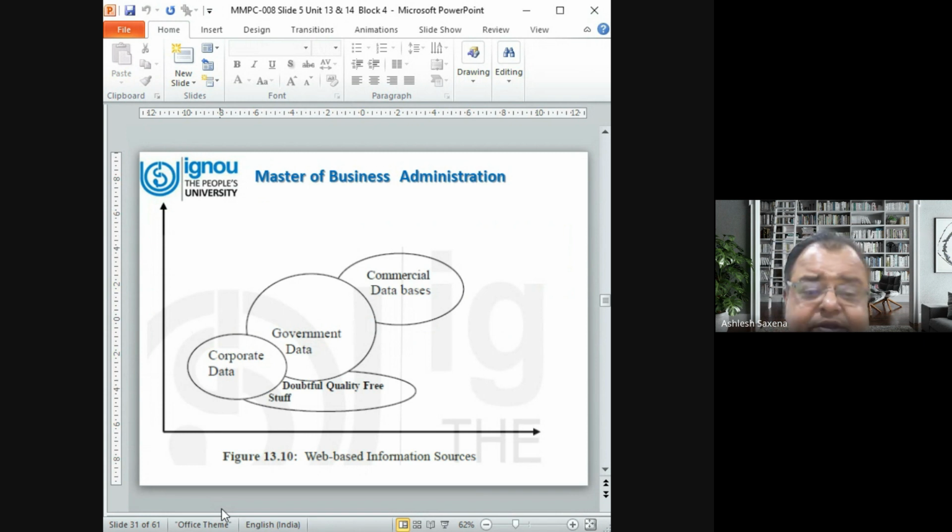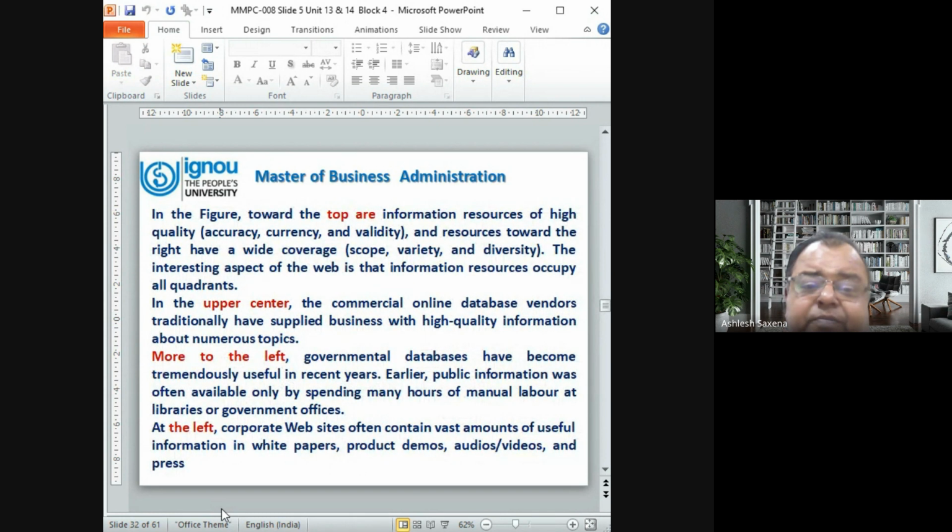In the web-based information sources, we see the relation between these three departments, that is corporate data, government data, and commercial database. You can see the shape. The government data is spherical in nature, and the corporate data and commercial data are elliptical in nature. And in between at the bottom, we have doubtful quality free stuff. That means this is what an open platform consists of. Towards the top are the information resources of high quality, accuracy, and validity, and the sources towards the right have a wide coverage, that is scope, variety, and diversity.